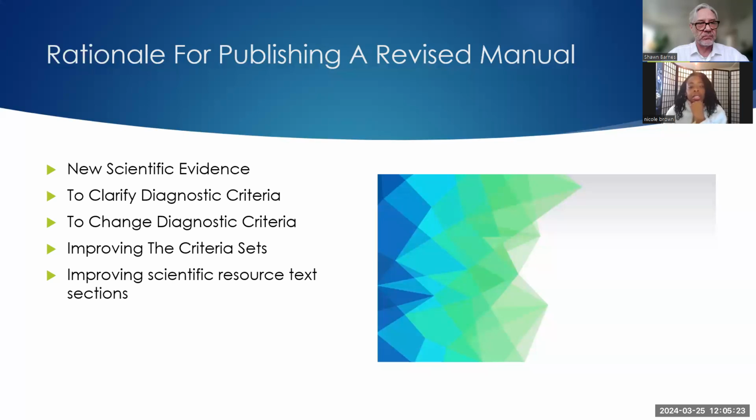The American Psychiatric Association says that for you to practice and use this book, there are some specific things you need to know. The DSM-5-TR has new scientific evidence included in it. It clarifies the diagnostic criteria and has some changes to the criteria. And they're improving on it all the time. So this is the reason why they went from the DSM-5 to the DSM-5-TR.